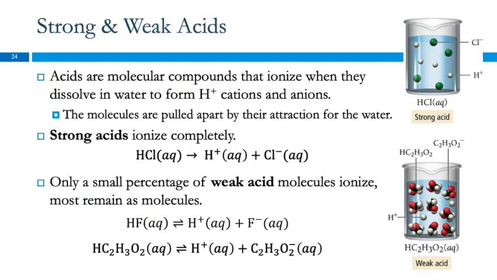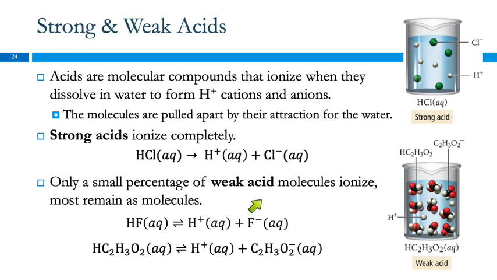So acids are molecular compounds, but they ionize when they dissolve in water. So they form ions that were not there before. They form hydrogen ions and a corresponding anion. So the molecules become pulled apart by their attraction for water. So hydrochloric acid is a strong acid. It ionizes completely. That means that all of the HCl molecules get pulled apart. They don't have enough attraction for each other to hang on to each other. They get pulled apart. And so we just have the hydrogen ions and the chloride ions.